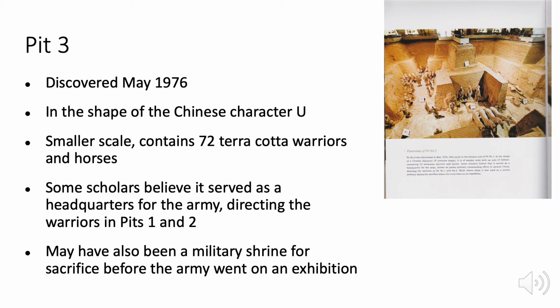And Pit 3 was discovered in May 1976, so a month later. It is in the shape of the Chinese character for U. The smaller scale pit contains 72 terracotta warriors and horses. Some scholars believe it served as the headquarters for the army, directing the warriors in pits 1 and 2. It may have also been a military shrine for sacrifice before the army went on an expedition. Remember, sacrifices were really important.